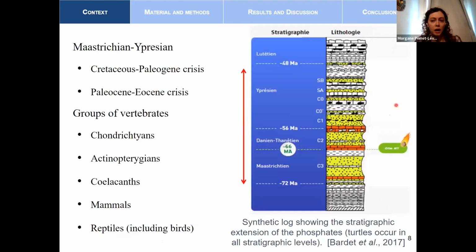The phosphates of Morocco hold a very big amount of fossils of very high quality. Over 24 million years, they record the whole biodiversity and evolution of a big group of vertebrates such as fishes, sharks, mammals, and also reptiles. So it is very interesting to study.